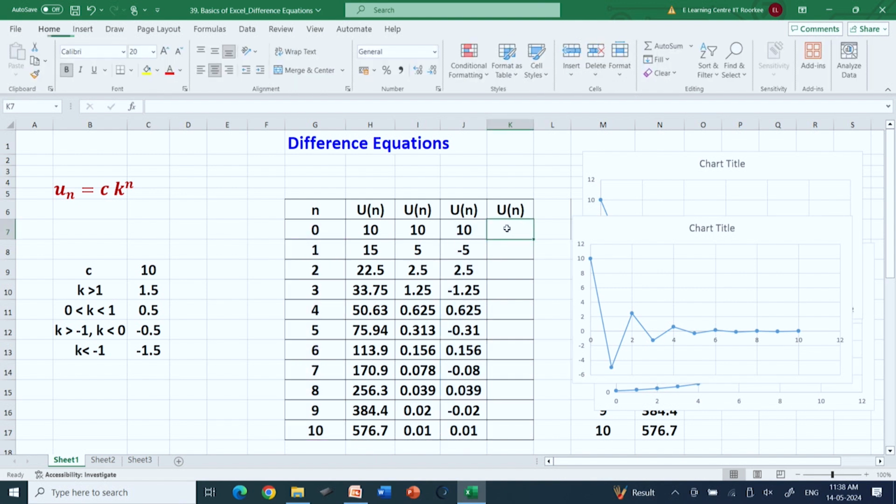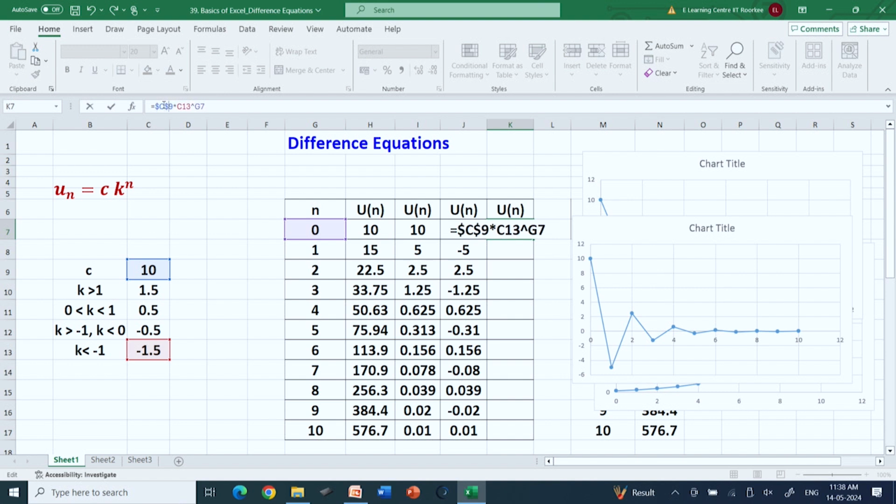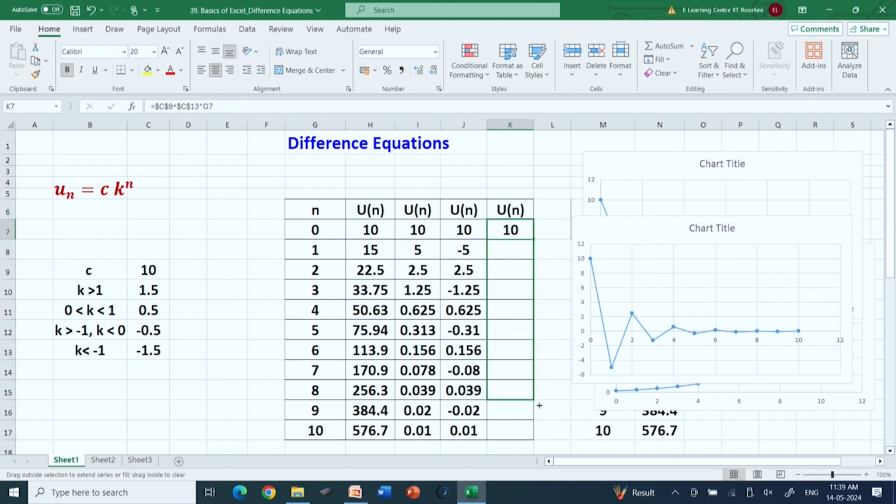And the final one is again equal to c, which is 10, multiplied by k, which is minus 1.5, to the power 0, where c is a constant, and this k cell is also a constant, minus 1.5. You get this value, and you drag them.